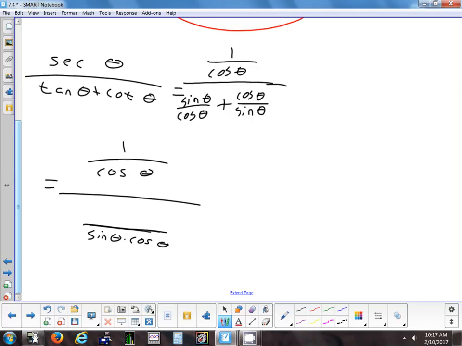What is the first denominator missing to make it the common denominator? It's missing the sine. So we have to multiply top and bottom by sine. So what will that give me on the left? Sine squared. What's the denominator on the right missing? Cosine. So we have to multiply top and bottom by cosine. So what's that going to give me? Cosine squared.